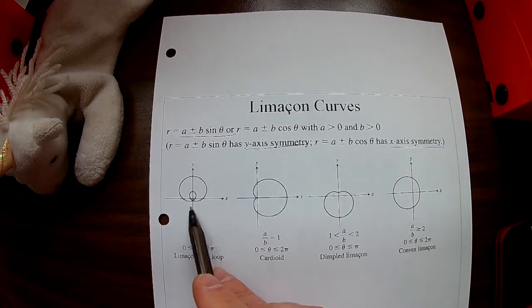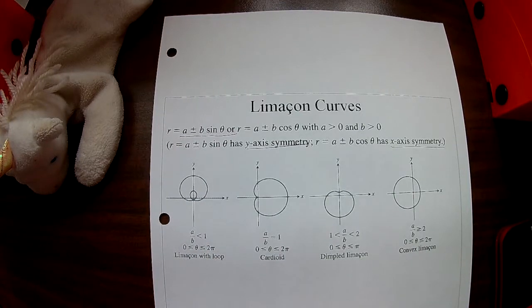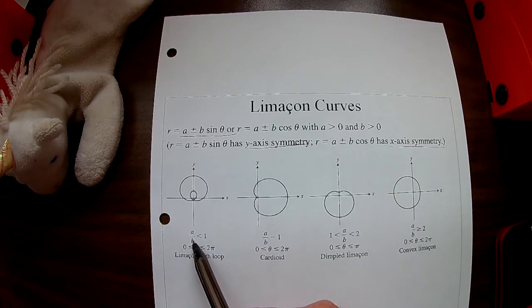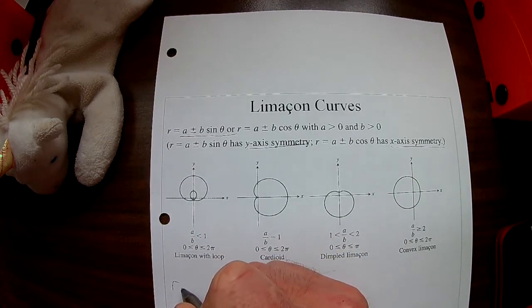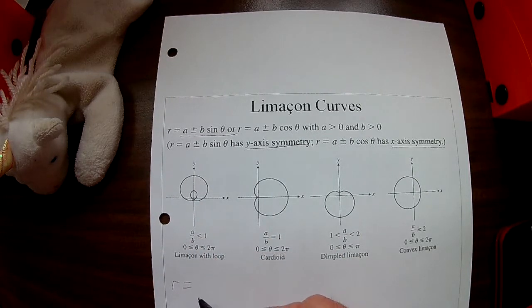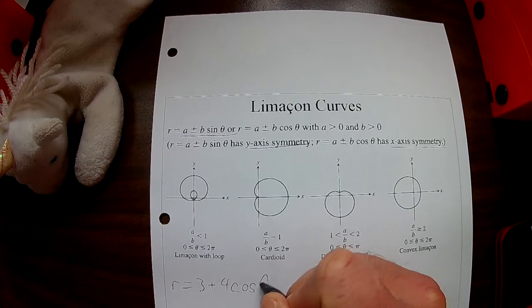So just looking down here, this would be some sort of limaçon curve where you had a sine involved with it. You can actually figure out which type of limaçon curve it is by comparing a to b. So in this case, a to b is smaller than 1. That means that a is smaller than b. So if I wanted to make a limaçon with an inner loop, I could have r equal to, I'm going to make it a sine so that it matches up with this one. Again, we want a to be smaller than b, so let's make this 3 plus 4 cosine of theta.